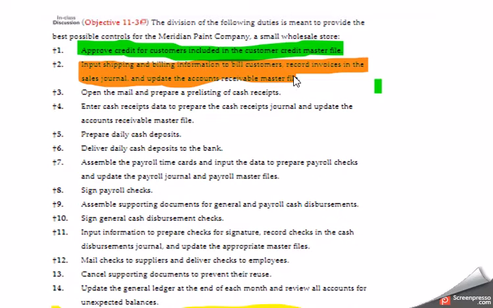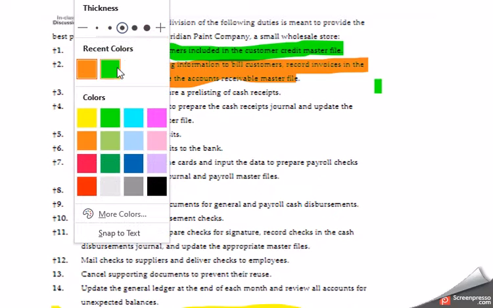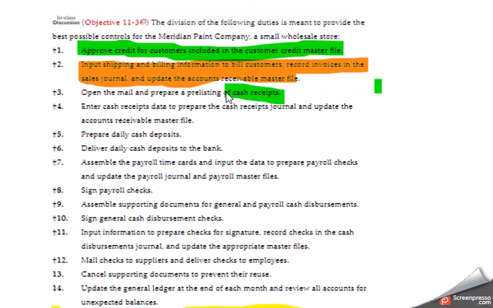Okay, then open the mail and prepare the pre-listing of cash receipts. The person who's billing those customers should not be the one opening the mail and making that pre-listing of cash receipts, because it would be easy for them to go back and delete an invoice and then pocket that check. So that should be a different person.